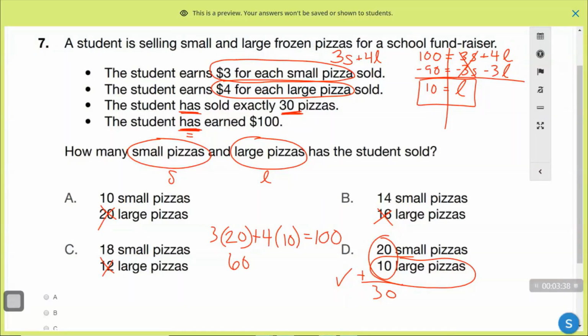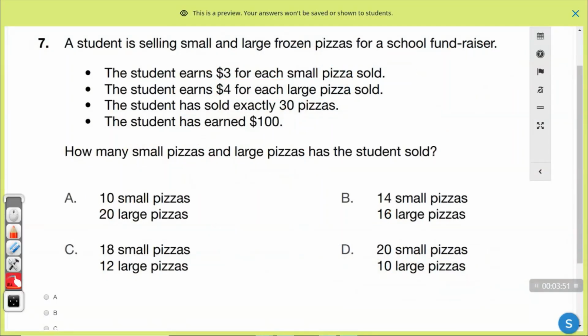Well, 20 times 3 is 60, plus 4 times 10 is 40. And that does indeed equal 100. Therefore, my answer is correct, and my answer here is going to be D. That's a system of equations. Let's take a look at our next question.